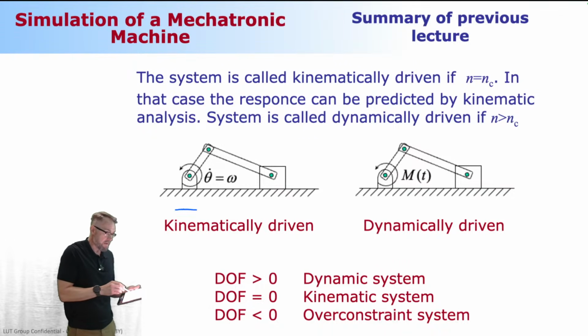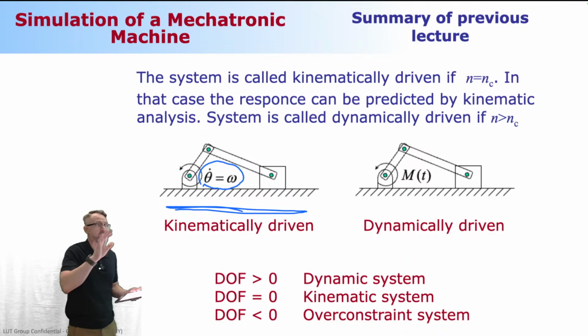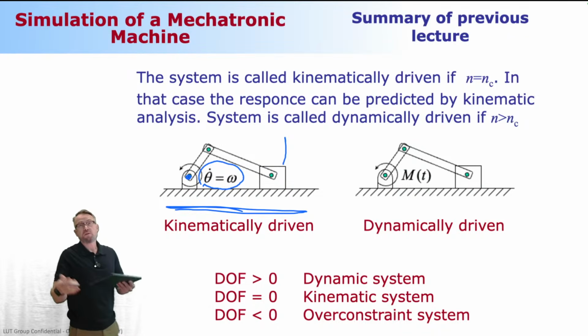This was kinematically driven, again, because of this remaining degree of freedom. And it doesn't matter where you impose this driven constraint. You can put it in this joint or you can put it here, anywhere you want, but you're just introducing an additional constraint. The one that is a function of time is called a driven constraint.